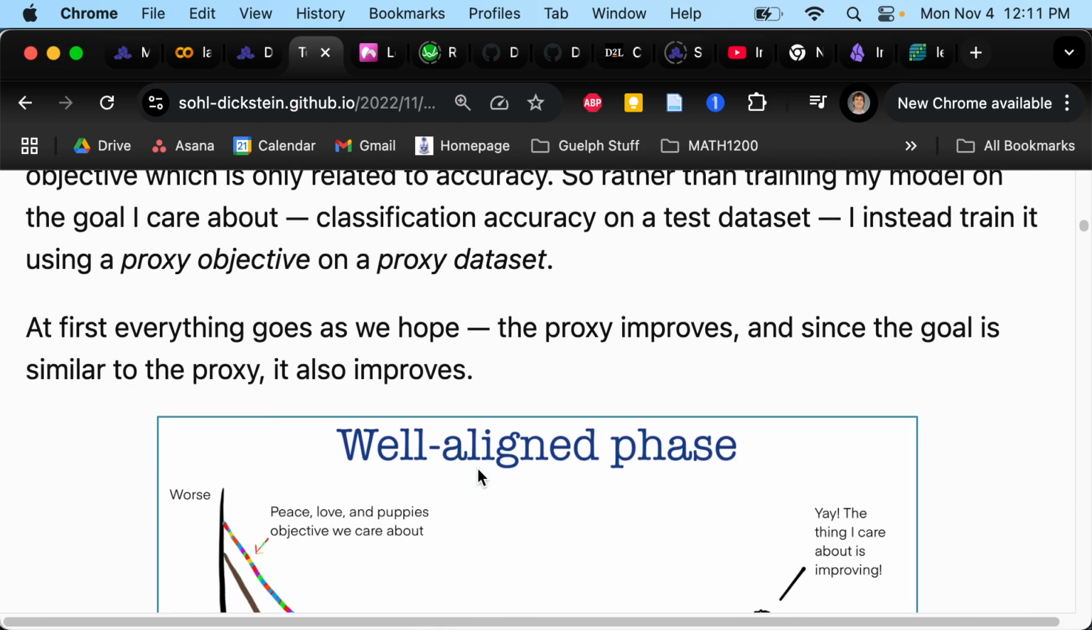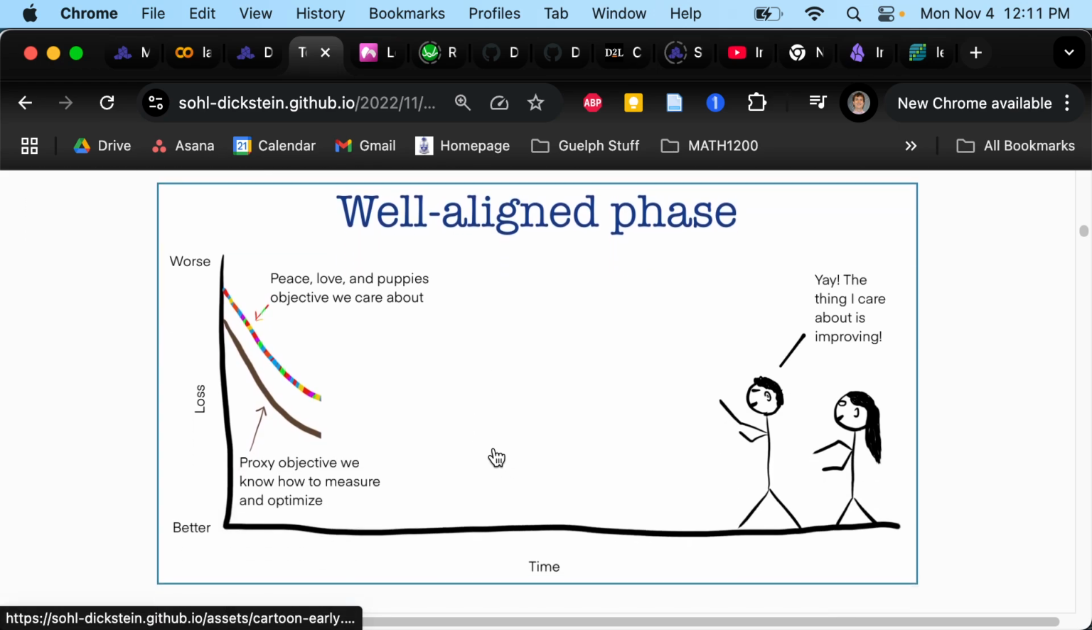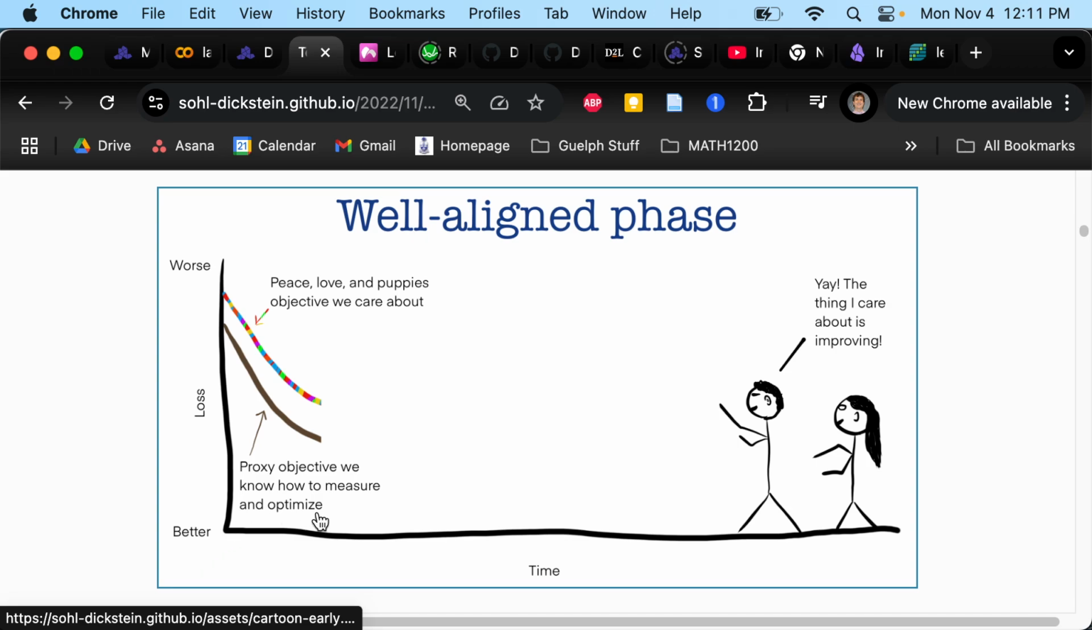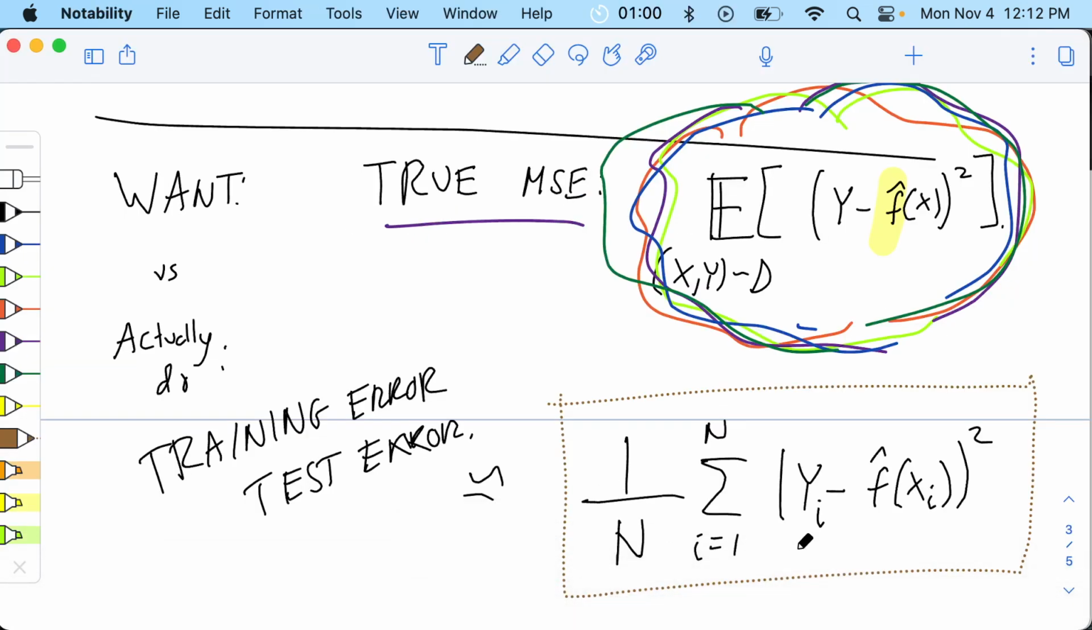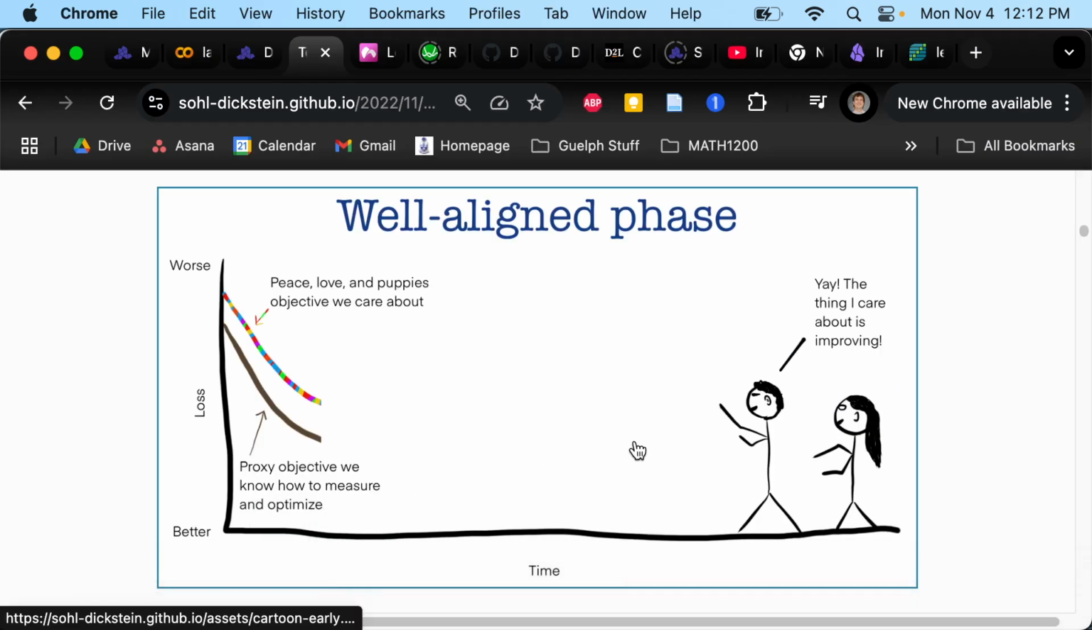Okay, here we go. So at first, things are fine. This is called the well-aligned phase. Here is a measure of how good we're doing, better to worse. On the y-axis, they labeled it loss. That's exactly how we started the course. We're thinking of this mean squared error as our loss function. It measures how good or bad we're doing. We want to make it small. And at first, as we're working on things, both things are improving. You can imagine we are fitting a model on our training set. We're using the training error, and we're trying to make the training error as small as we can. And as we're doing that, we're also improving the real life error, and things are getting better. So this is kind of like the intuitive phase.